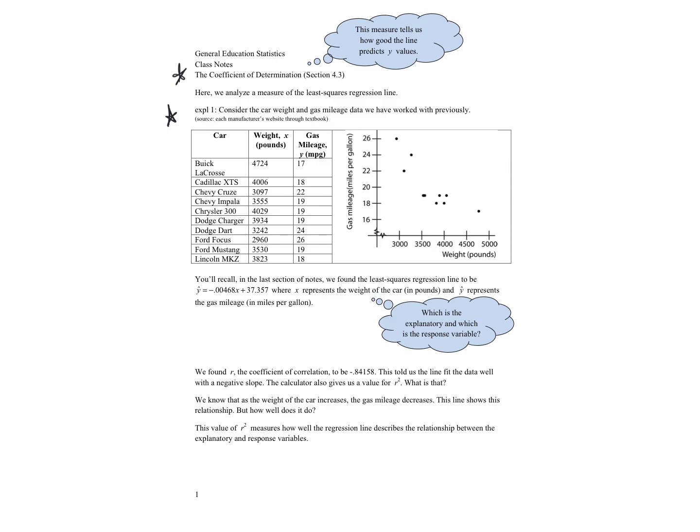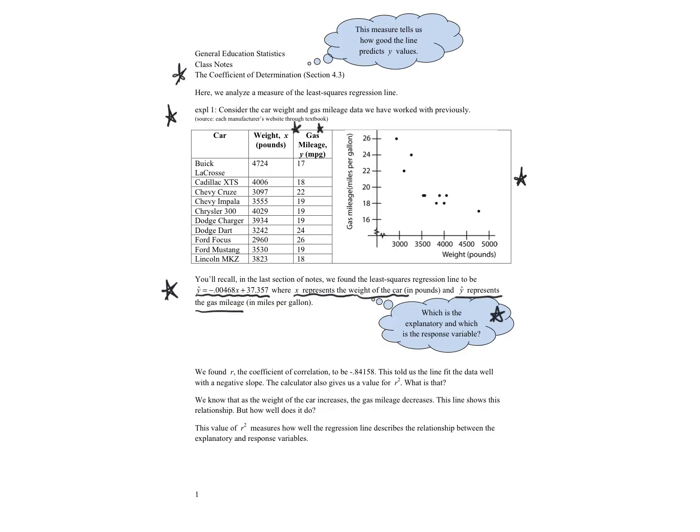So again, just to review, you've got a bunch of cars here with their weights and gas mileages, and of course I made a scatter plot of that. You will recall that in the last section we found the least squares regression line to be that craziness. Remember, in that equation, x represents the weight of the car and y hat represents the gas mileage.